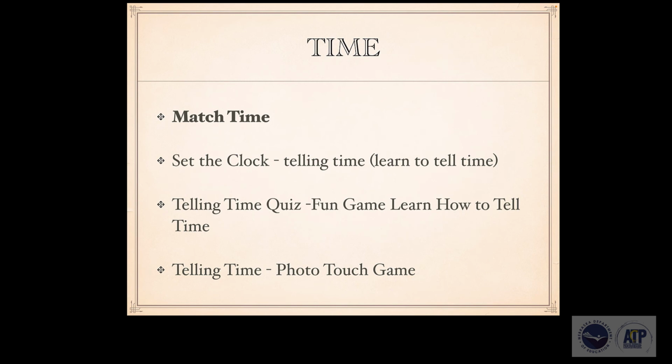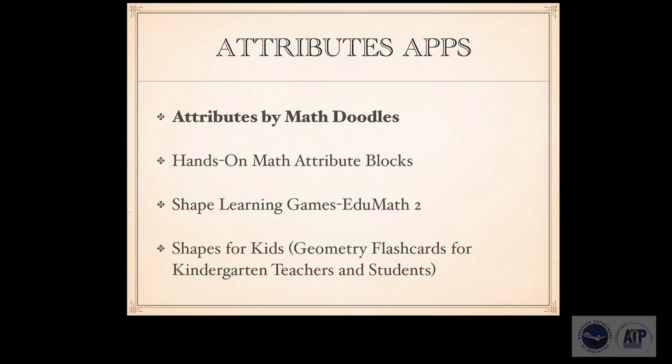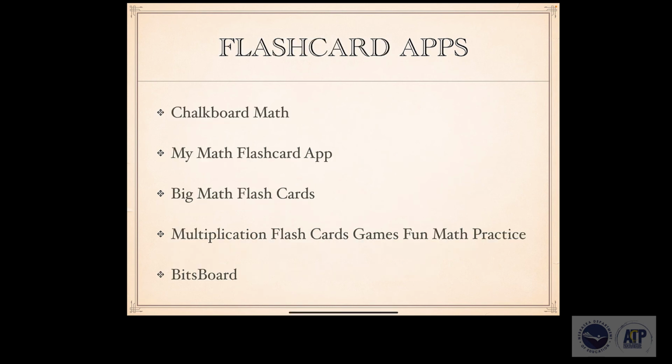That's another Attainment app. Again, it's kind of a broken record here, but Attainment apps, Dollars and Cents. It gives you that customization to work on specific skills with working with money. Attributes apps, to start working with attributes, you take a look at grouping by different attributes. Again, this one builds and scaffolds on previously learned skills. Attributes by Math Doodles is a great app for that.